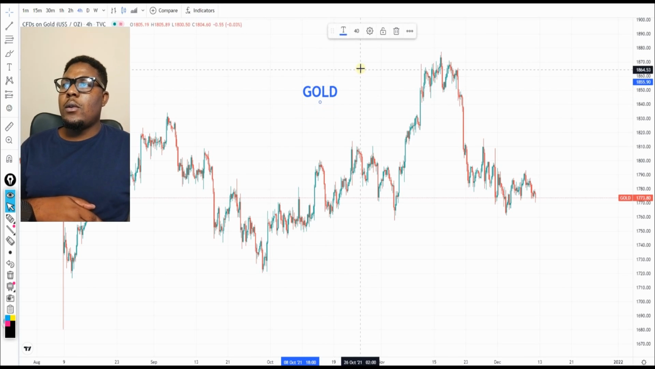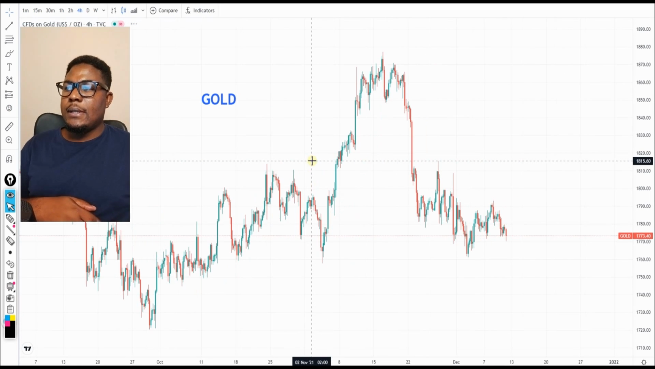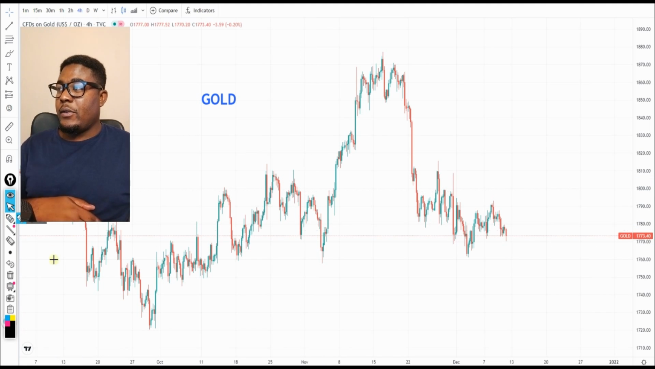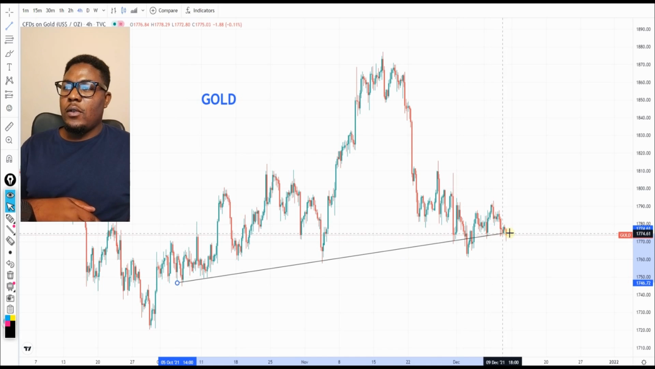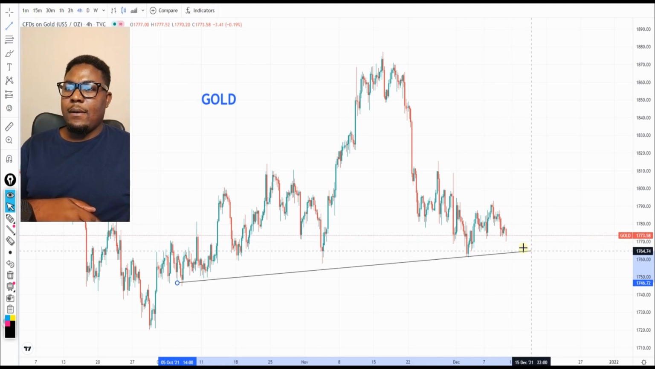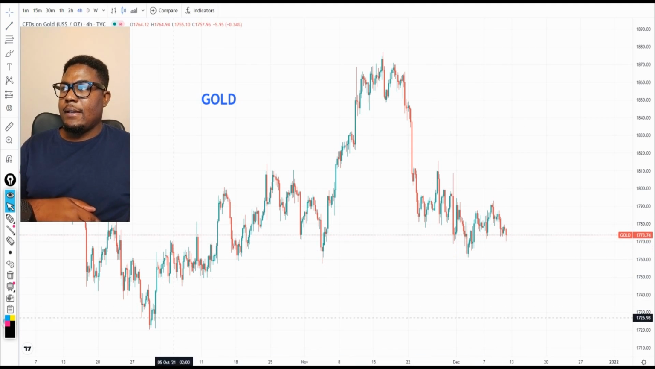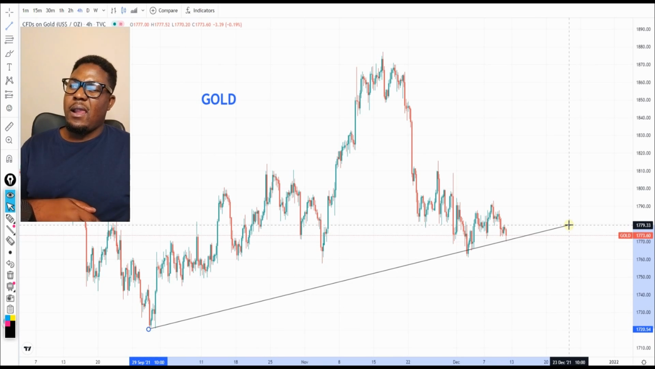So now we are on gold, guys. Gold. Do you know gold, guys? Do you know how this thing moves? So we are on gold. Let's try to connect our lines. I think this thing can be connected nicely here.